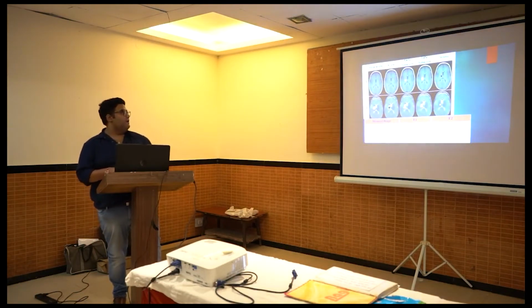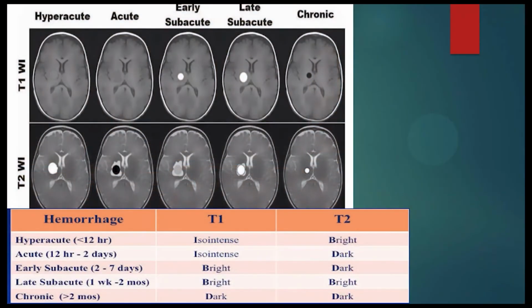So here in MRI, when we talk about a hemorrhage, how will a hemorrhage look, and how can we age the hemorrhage?